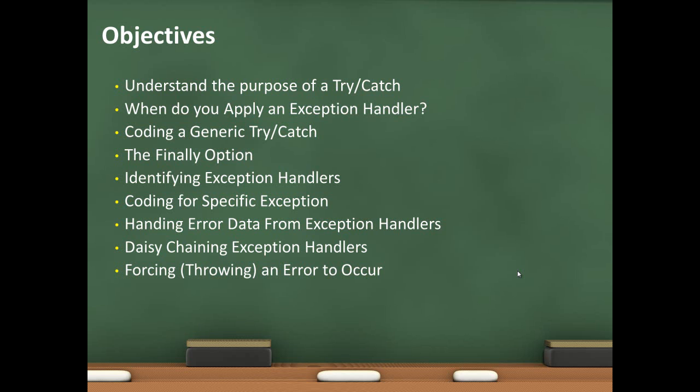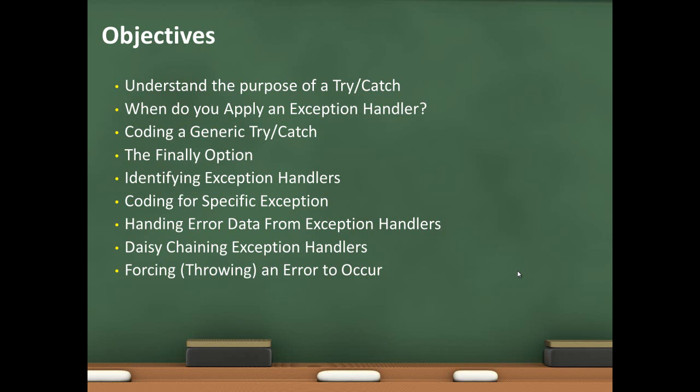We'll start by looking at coding just a generic TryCatch, a TryCatch that catches any error at all. We'll talk about how we identify a specific type of error that occurs or a specific type of exception handler. And then we'll further talk about how we code for that specific type of exception handler. Then we're going to talk about handling error data that an exception handler might return.